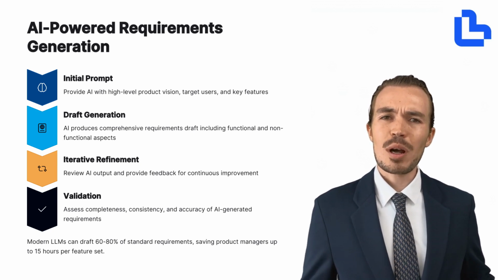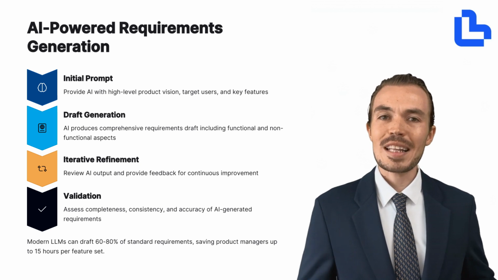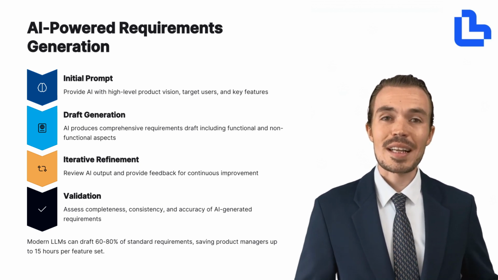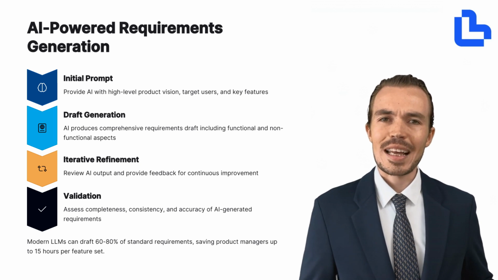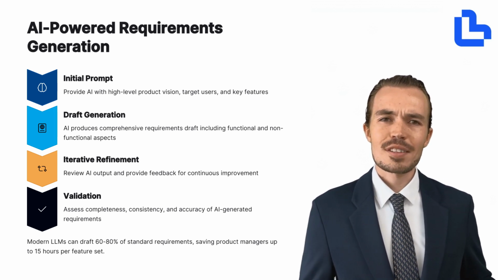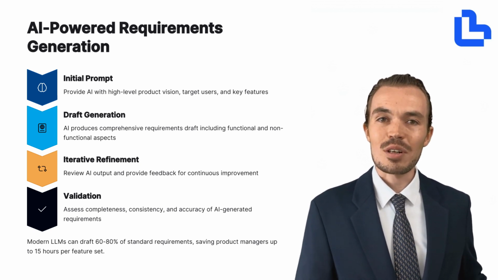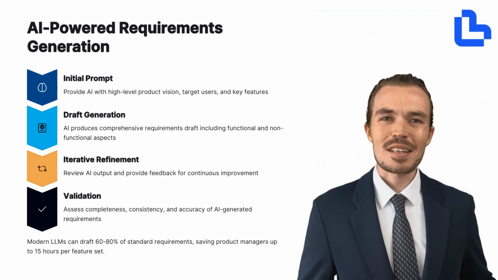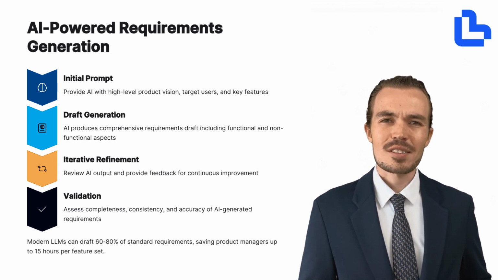Now let's explore how AI can fundamentally transform the requirements generation process. It all begins with a well-crafted initial prompt. By providing the AI with a high-level product vision, a clear understanding of the target users, and a list of key features, we set the foundation for a powerful collaboration between human insight and machine intelligence. From there, the AI generates a comprehensive draft of the requirements. This includes both functional requirements, like what the system should do, and non-functional requirements, such as performance, security, and compliance expectations.